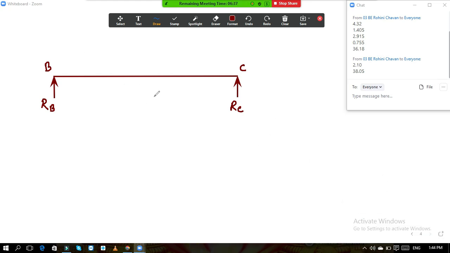What is the length of BC? So now if you observe BC, 1.4 plus 1.8 plus 1.4, it was the length. Plus center to center, if you go, it is 0.23 by 2. Here on this side also it is 0.23 by 2. So if you do this calculation, what was the value?